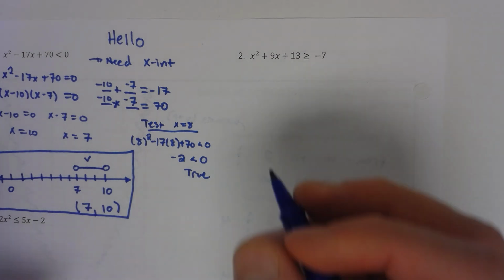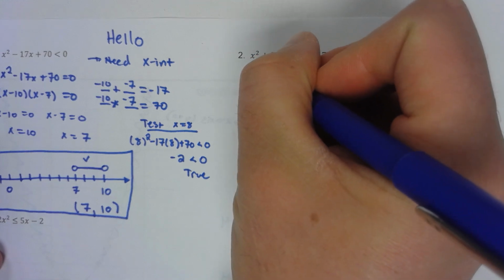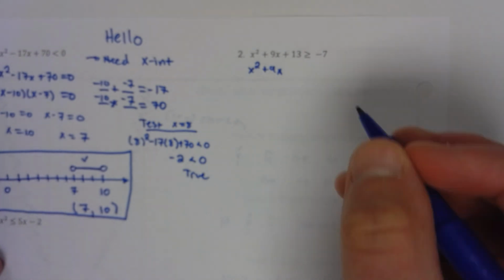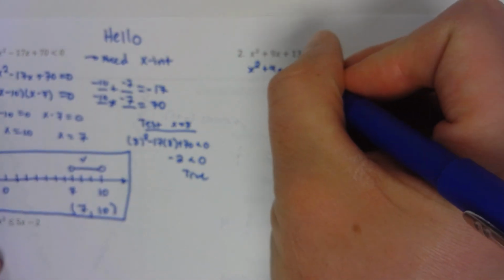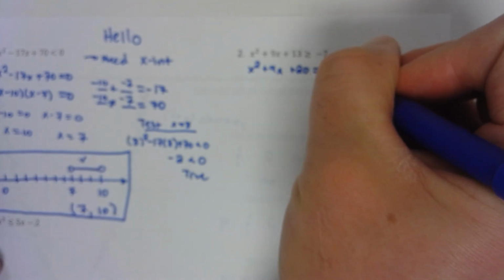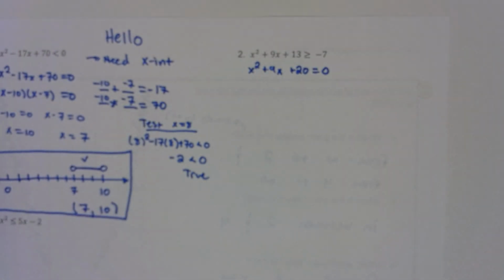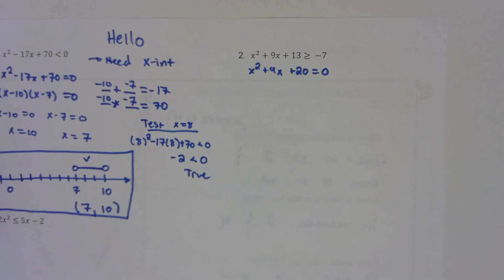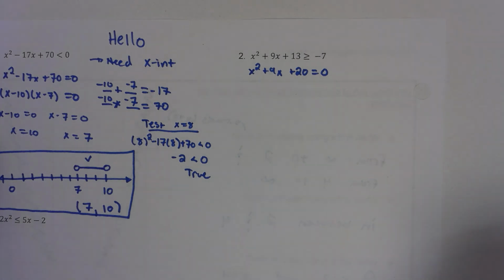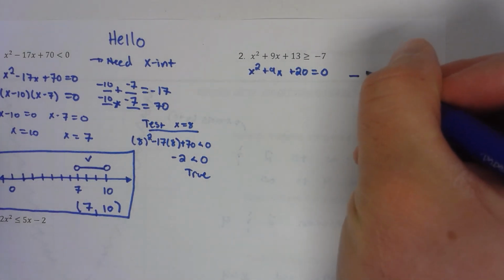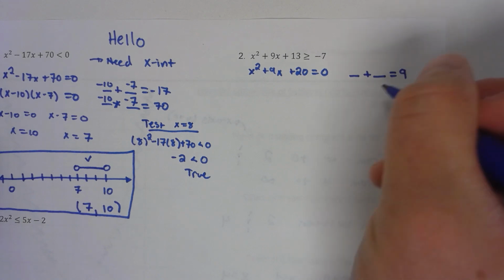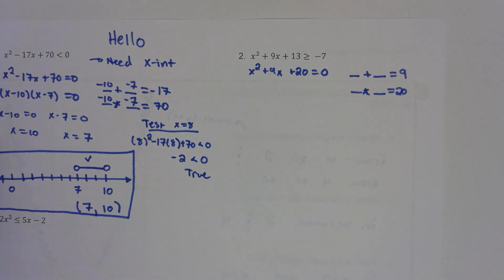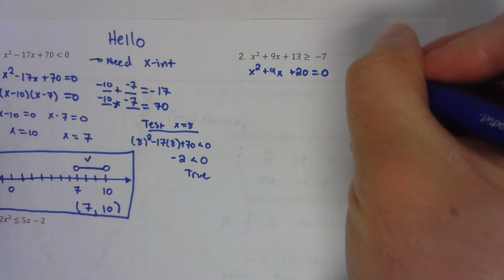So I'm going to change this to an equal sign because the inequality part we deal with from the number line and the testing. So I'm going to add 7, making this plus 20. And we need to figure out where it exactly equals 0. That's us finding these x-intercepts. If it factors, that would be ideal. And I think this does, because we're finding two numbers that add to 9 and multiply to 20. Those numbers are 5 and 4.